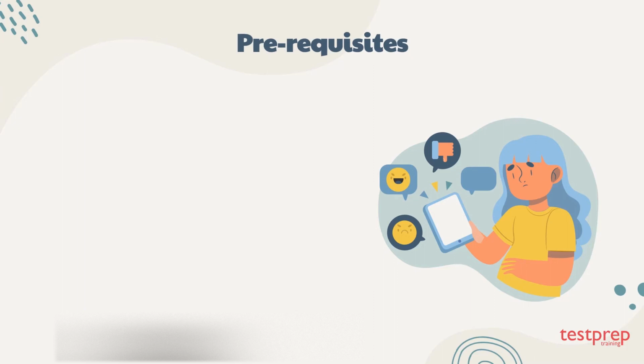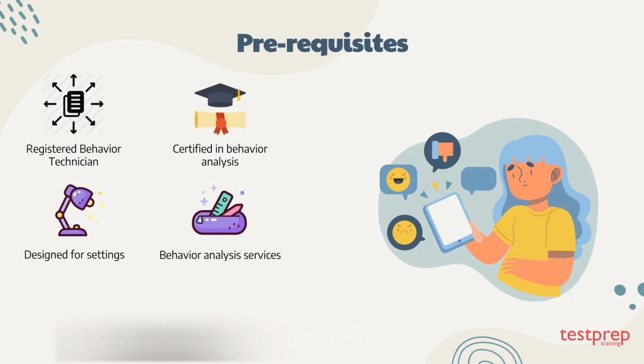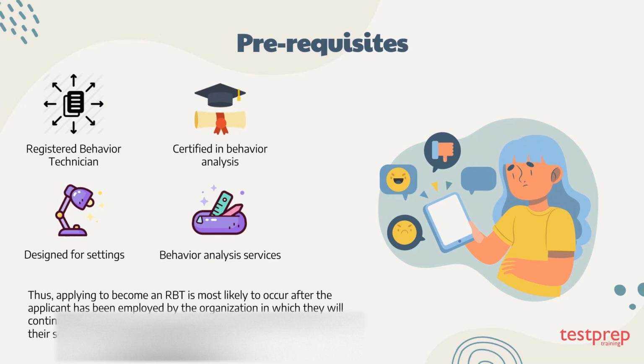Prerequisites: the prerequisite examination for BCaBA is the Registered Behavior Technician exam. RBT is a high school level paraprofessional certified in behavior analysis. RBT certification was originally designed for settings in which a BCBA or BCaBA is already providing behavior analysis services. Thus, applying to become an RBT is most likely to occur after the applicant has been employed by the organization in which they will continue their work, assisting qualified BCBAs and/or BCaBAs in their service delivery activities.